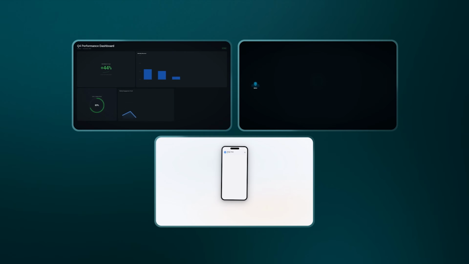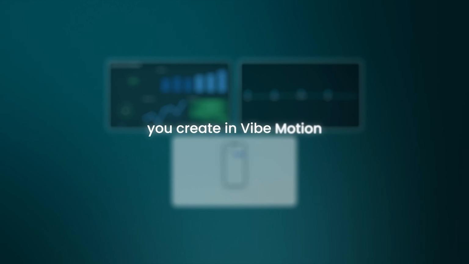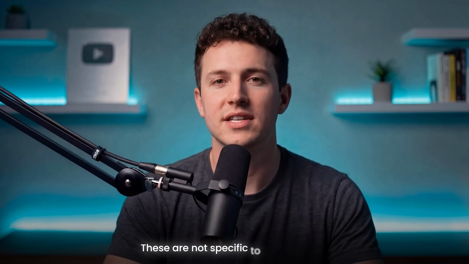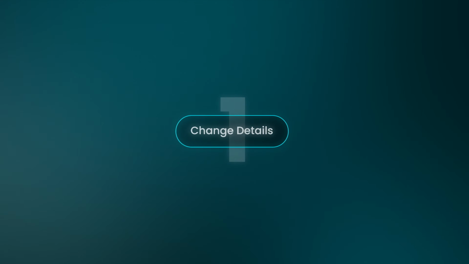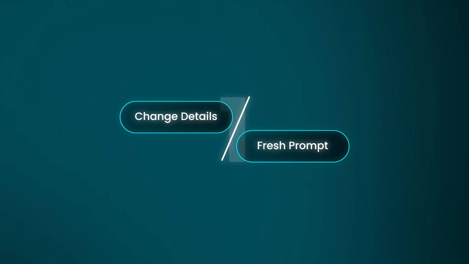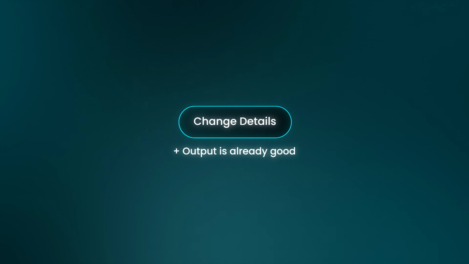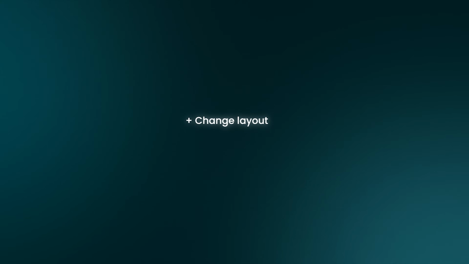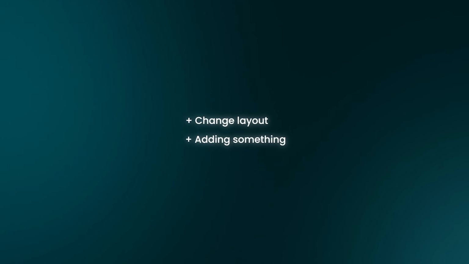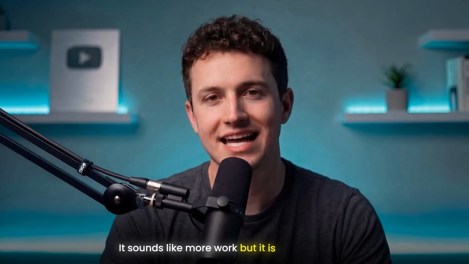Now that you've seen all 3 builds, here are 3 things that will make every motion graphic you create in Vibe Motion better. These are not specific to any one type, and they apply every time. The first one is knowing when to use change details and when to start over with a fresh prompt. Change details is basically for when the output is already good and you just need to swap something out. If you want to change the actual layout or add something that was not in the original prompt, just start fresh. It sounds like more work, but it is actually faster.